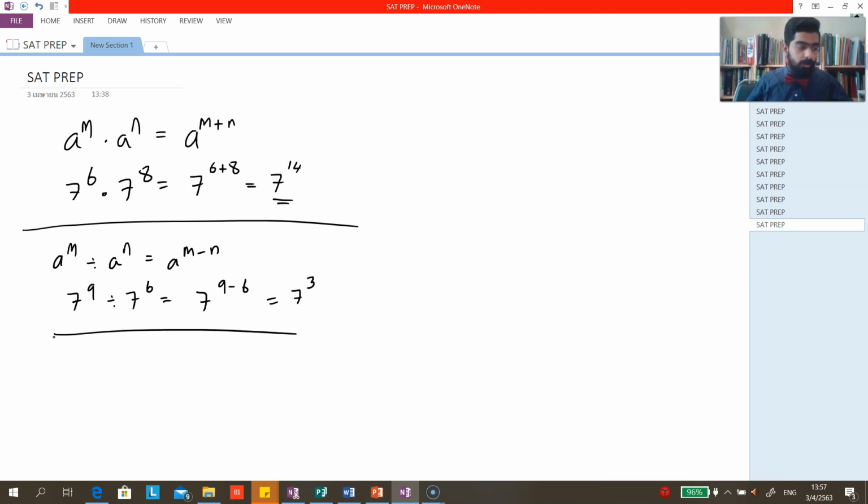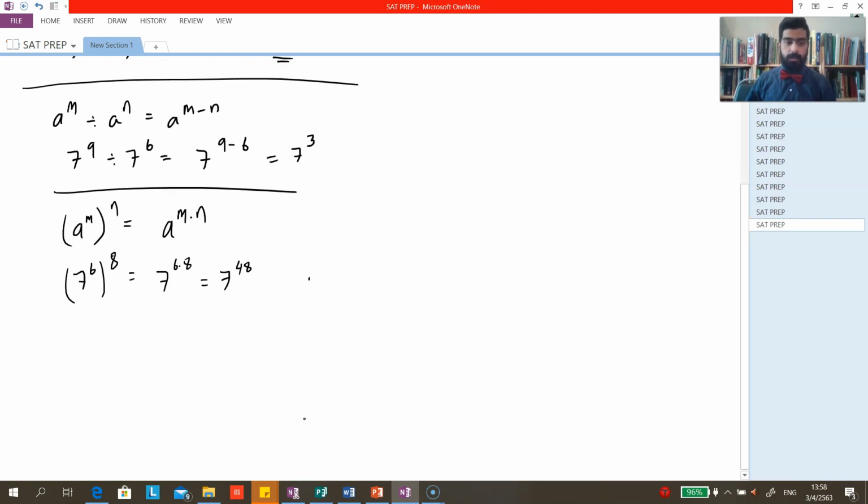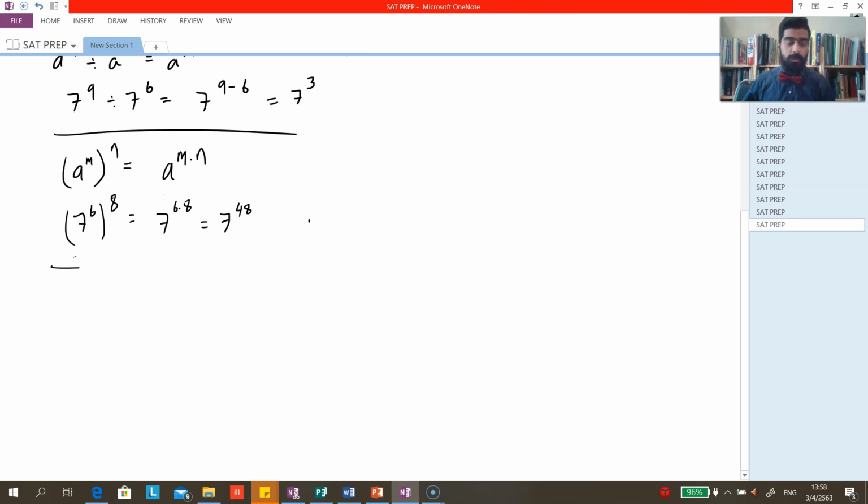The last one we'll be looking at is if I have a to the power of m, all to the power of n. This is how we can solve it: by writing it as a to the power of m multiplied by n. By giving an example, if I have 7 to the power of 6, all to the power of 8, this is the same as 7 to the power of 6 times 8, which is equal to 7 to the power of 48. Alright guys, so let us continue. This is a little bit of review of the laws of exponents.